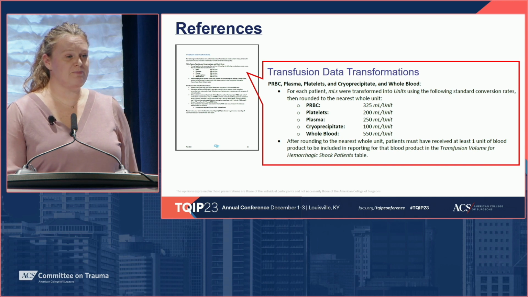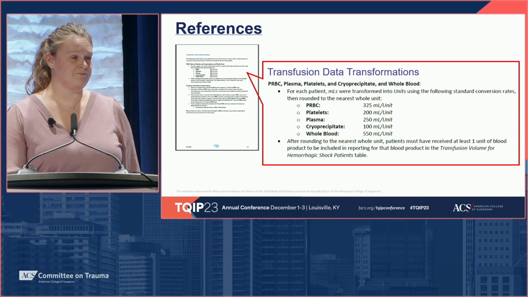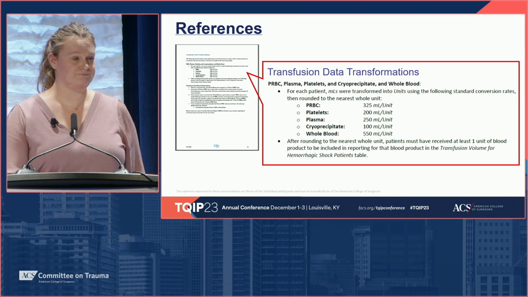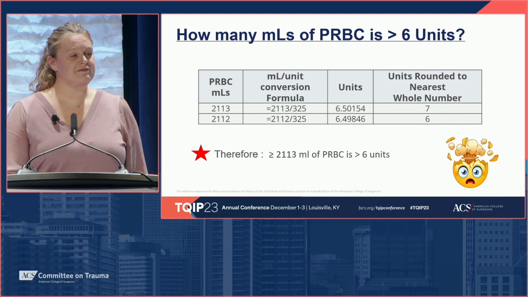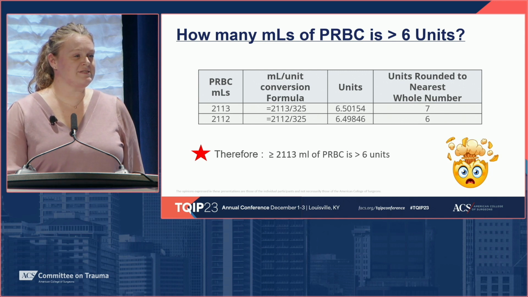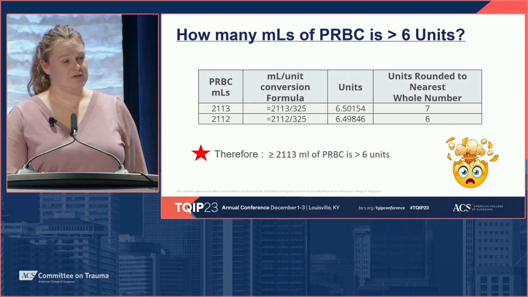And it states, for each patient, milliliters were transformed into units using the following standard conversion rates, then rounded to the nearest whole unit. PRBCs is 325 milliliters per unit, and plasma is 250 milliliters per unit. But if 325 mL is 1 unit, then how many mLs is greater than 6 units of PRBC? So this took a little math and Excel finagling for me to figure out, but it turns out that 2,113 milliliters is greater than 6 units of PRBC, and 2,112 milliliters or less is 6 units or less.